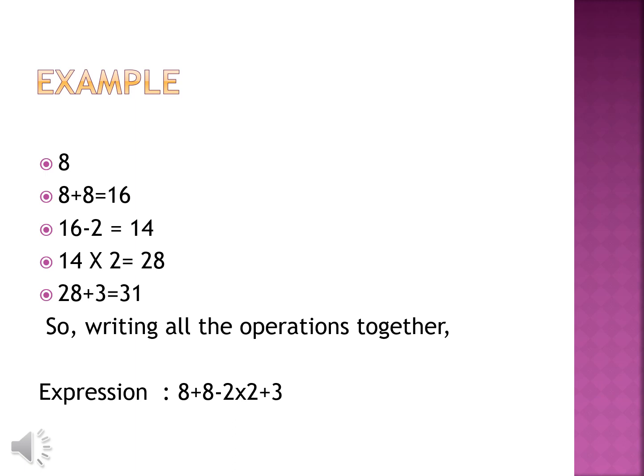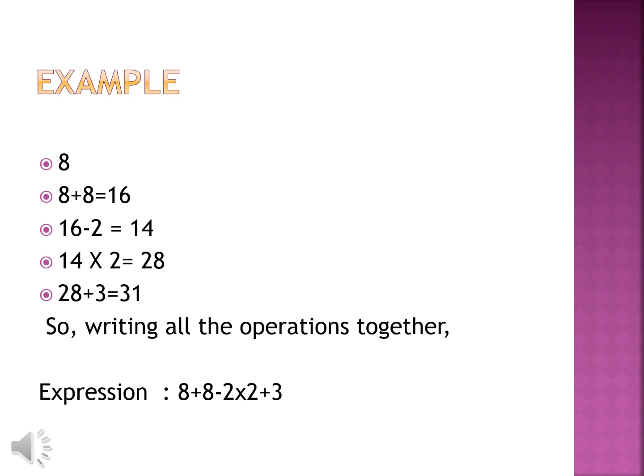So one by one I have added, then I subtracted, then I multiplied, then again I added. So if I try to write down these operations together, if I don't do it step by step, I write all the expression together. So I get the expression as 8 plus 8. Then I was asked to subtract 2, so minus 2. Then I was asked to multiply 2, so I have written multiply 2. Then I was asked to add 3, so I added 3, plus 3.